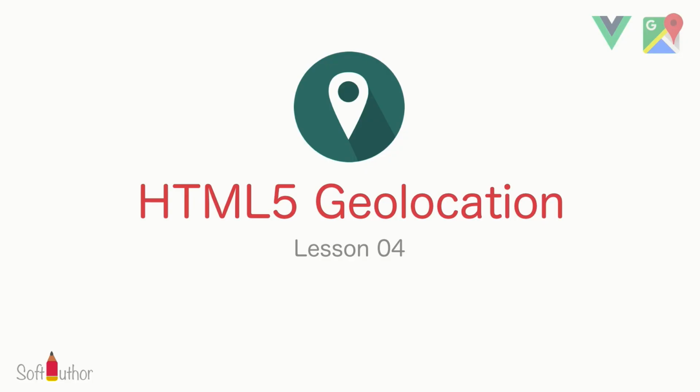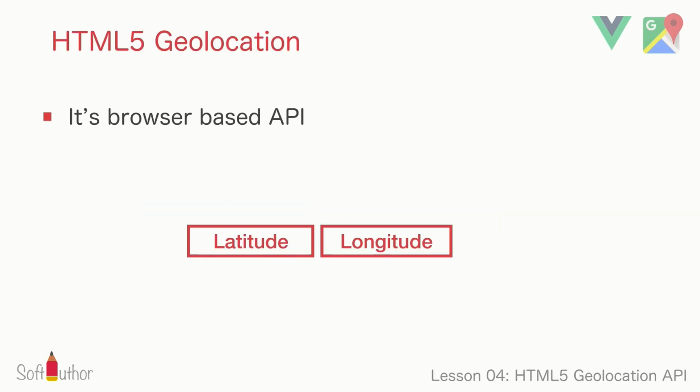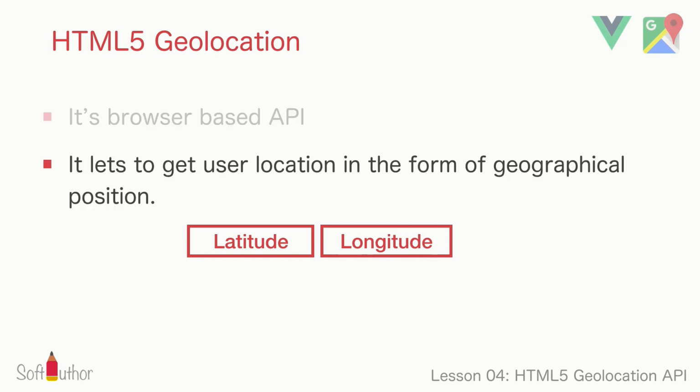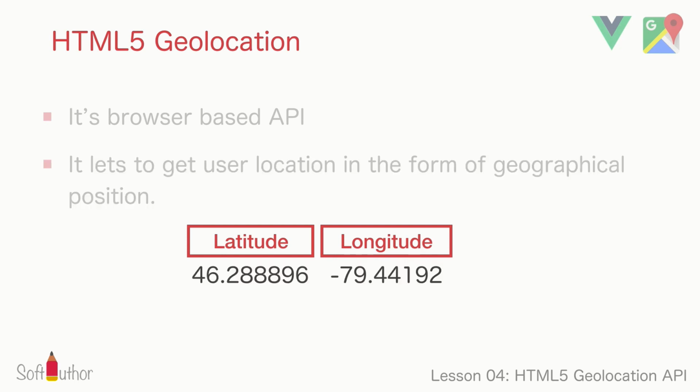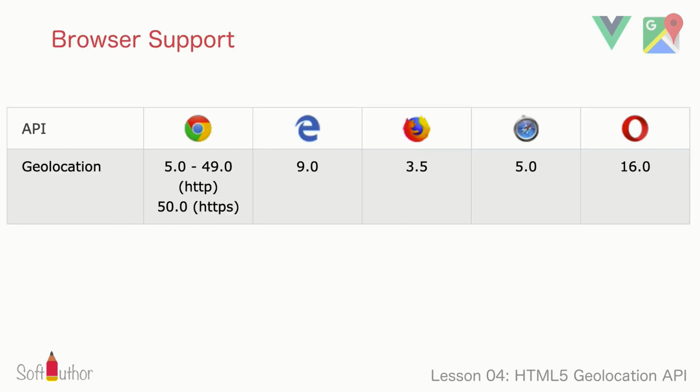Welcome back. In this lesson, I'm going to be talking about HTML5 geolocation, how to get latitude and longitude from this geolocation API. HTML5 geolocation is a browser-based API which basically lets us get user location in the form of coordinates, which are latitude and longitude. Here is the chart that shows which browser and its version supports this geolocation API.